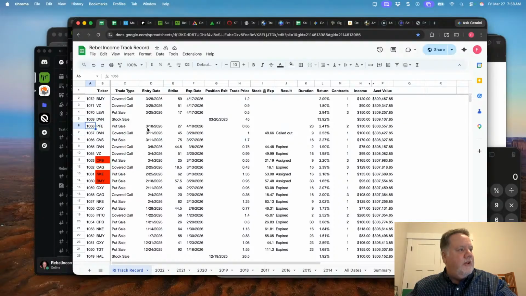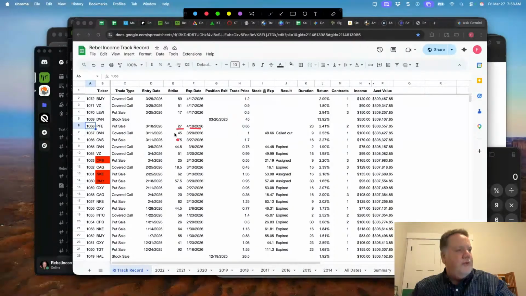The next put sale expires this is week 2 of April, 410. So this is on Pfizer. I sold the $27 strike price on this one, bringing in about 65 cents, about 2.41% for a 3-week trade.